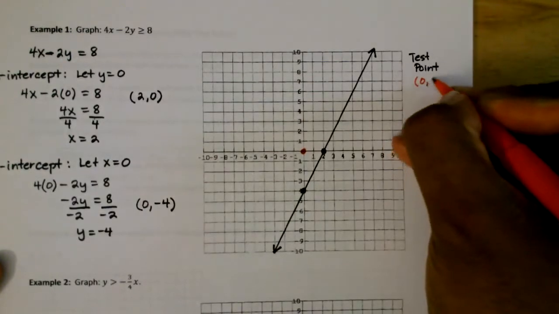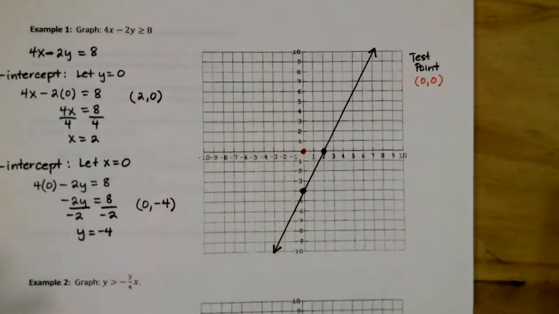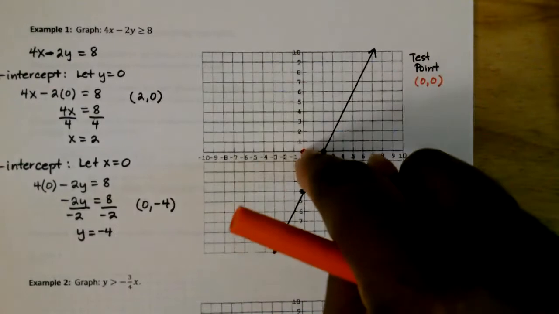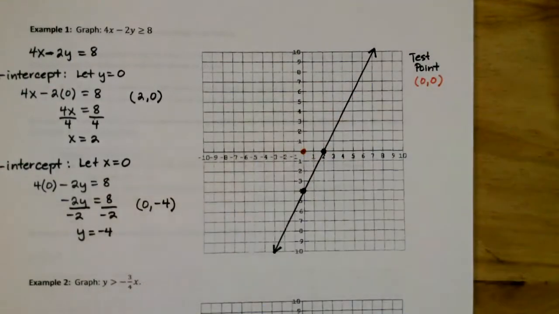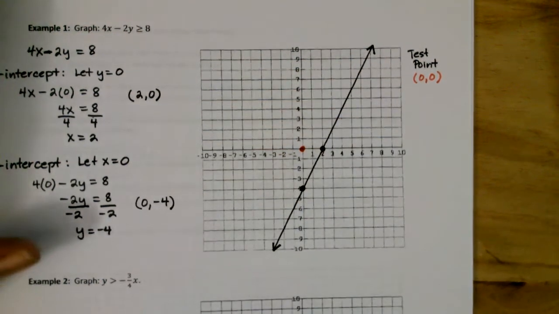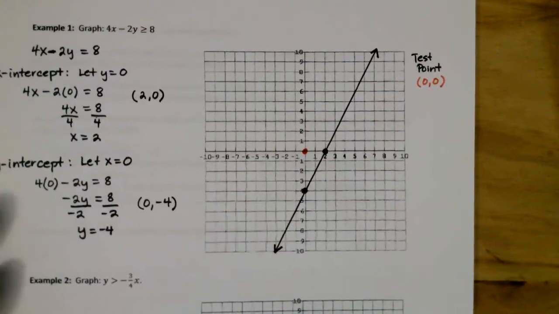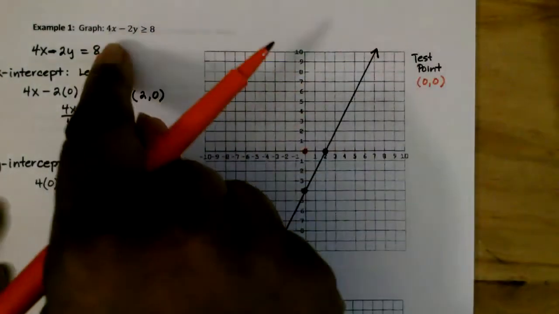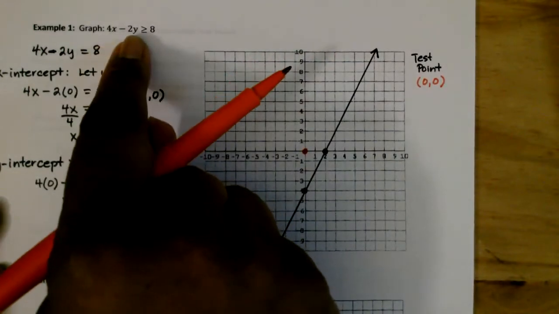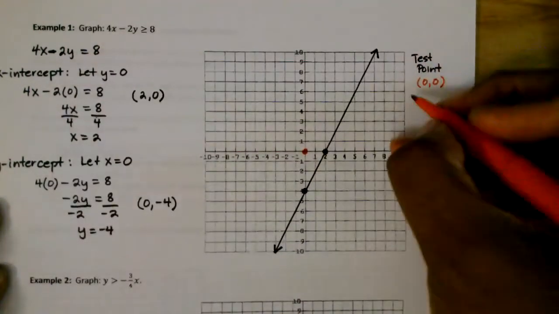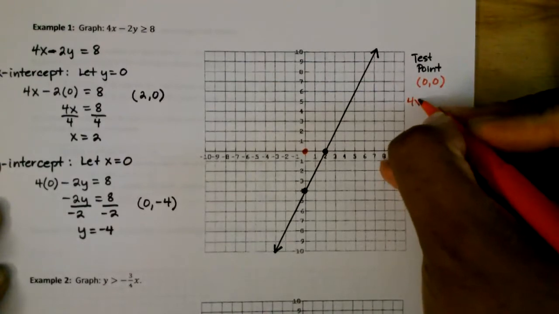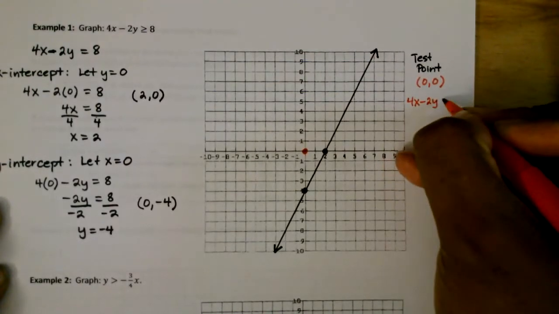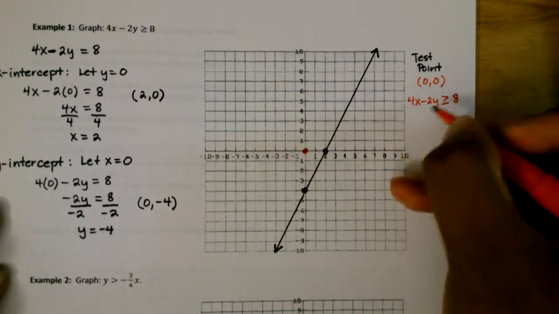My suggestion is always try to use 0, 0 wherever you can. Now, if 0, 0 is on the line, you'll have to select another test point that's not on the line. But since 0, 0 is a good test point, we'll use that. So here, x is 0 and y is 0. So that means I'm going to substitute the 0 in for x and for y in this equation, which is, of course, 4x minus 2y is greater than or equal to 8.